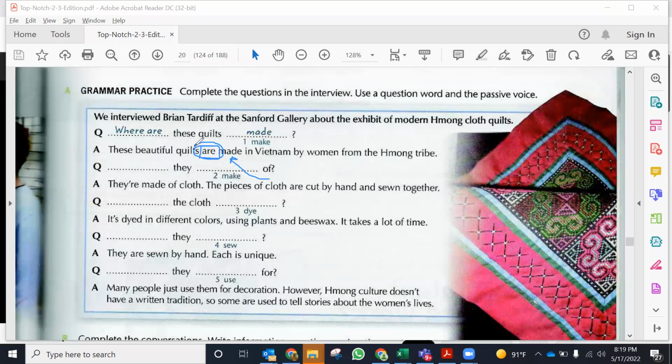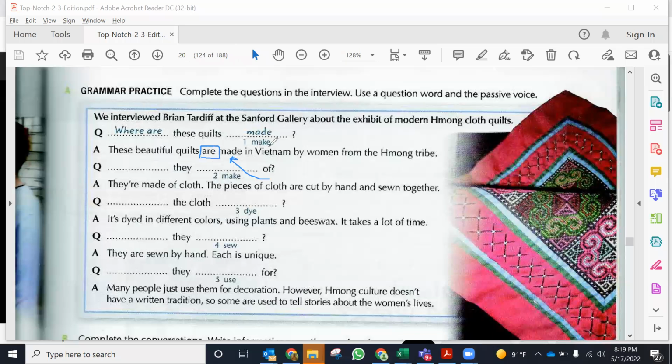¿Por qué usamos are? Pues porque en la voz activa, el tiempo verbal era presente simple. Y yo donde voy a reflejar el tiempo verbal en mi oración pasiva es aquí en el verbo be, ¿ok? Que en este caso se quedó conjugado como are. Entonces, are made, ¿de acuerdo? Si la respuesta tiene are, la pregunta deberá ser elaborada con where.